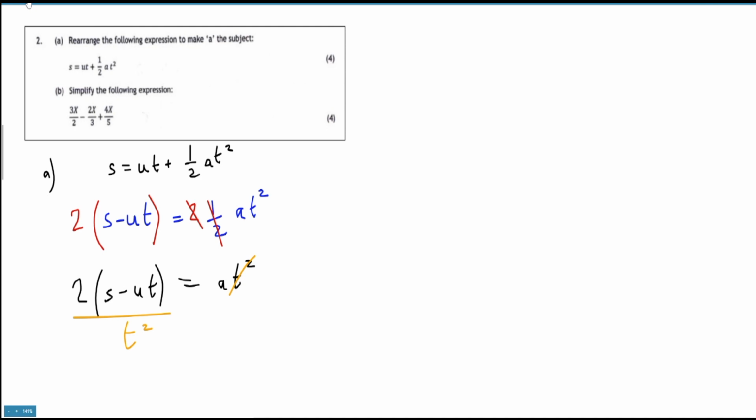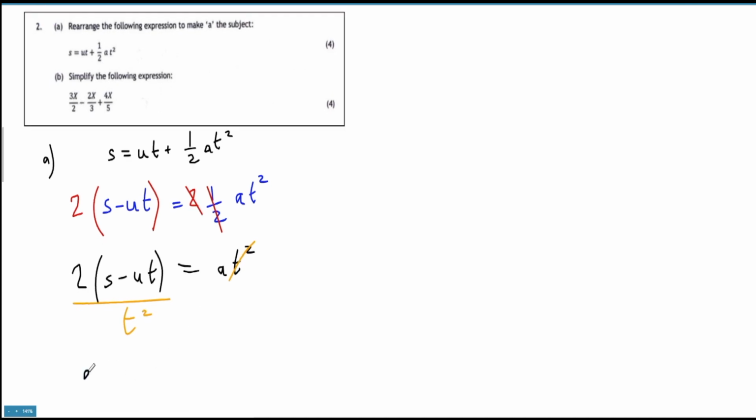And we've actually done it. I could rewrite it again neatly if you really wanted, or even the other way around. So we got a is equal to 2 s minus ut over t squared, but I think that's not really necessary.